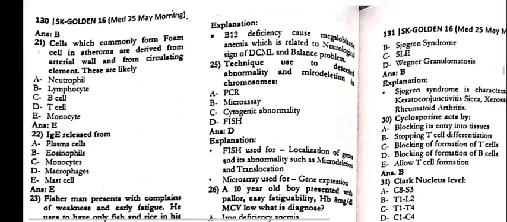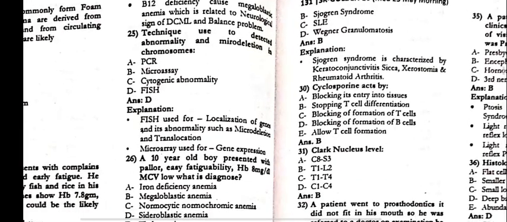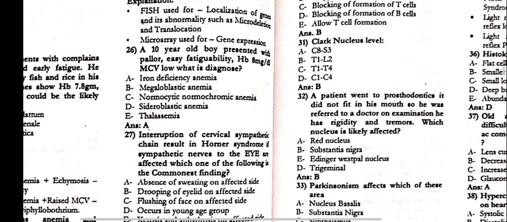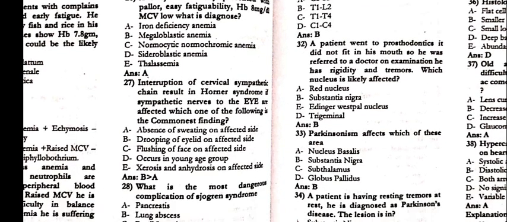Next, 25, the technique used to detect abnormality in the microdeletion in the chromosome is the FISH technique. 26, a 10-year-old boy presented with a pallor, easy fatigability, Hb of 8, MCV low. Which is the diagnosis? Iron deficiency anemia. 27, the interruption of the cervical sympathetic chain results in the Horner syndrome if sympathetic nerves to the eye are affected. Which of the following is the commonest finding? That is the drooping of eyelid on the affected side.